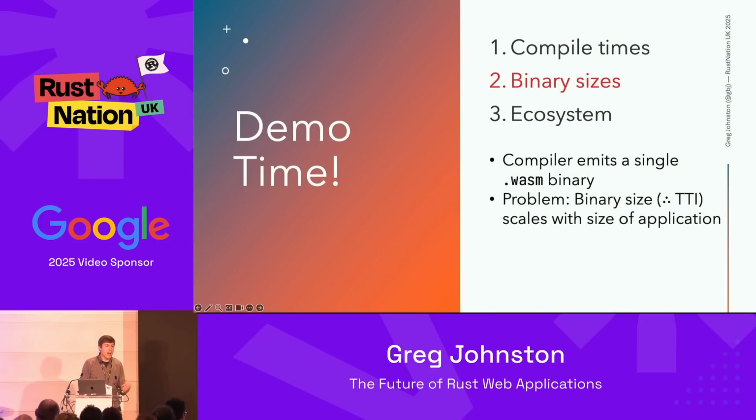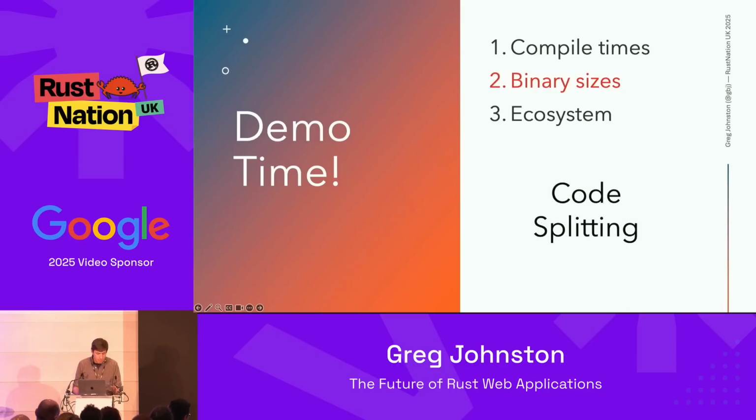So the compiler emits a single WebAssembly binary right now, right? Binary size scales with the size of the application, therefore the time to interactivity scales with the size of the application, and the solution is code splitting. And like I said, we haven't been able to do that traditionally with the tools that we have for Rust and WebAssembly. I take no credit for what I'm about to show you.